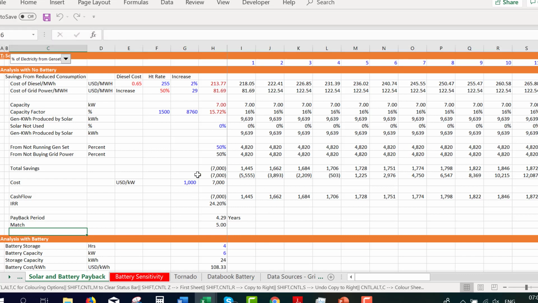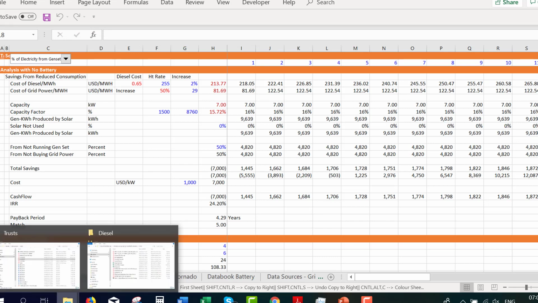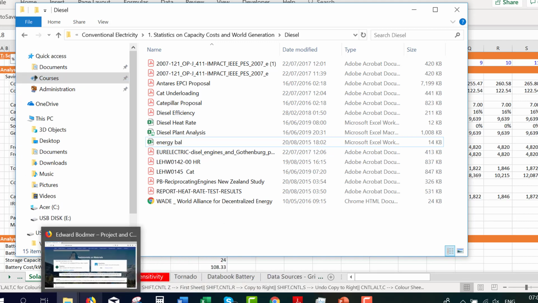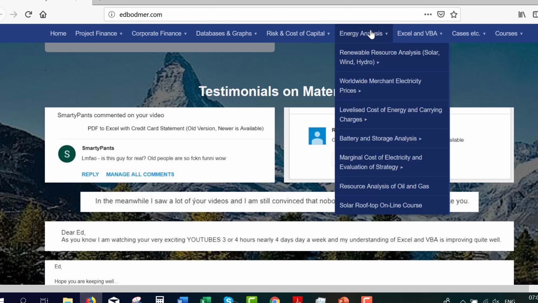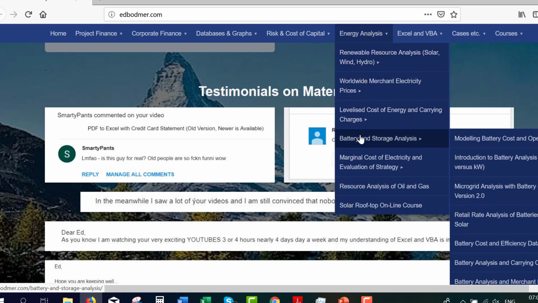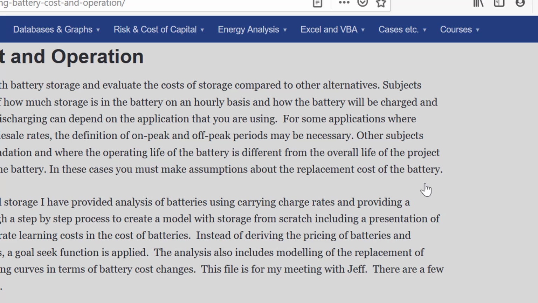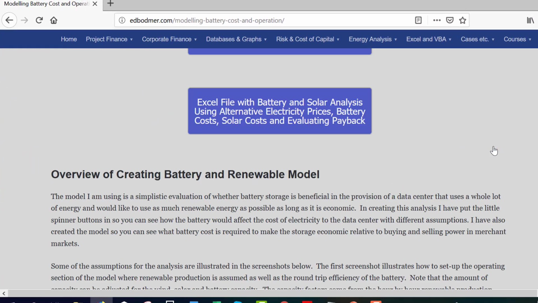Now, perhaps before we get started, I'm just going to introduce another thing I've been working on that I put on my website. If you go to my website, to energy analysis, and then to batteries and storage analysis, and then to modeling the battery cost in the operation, you'll be able to download a file here. I'll put this file I'm working on there as well.